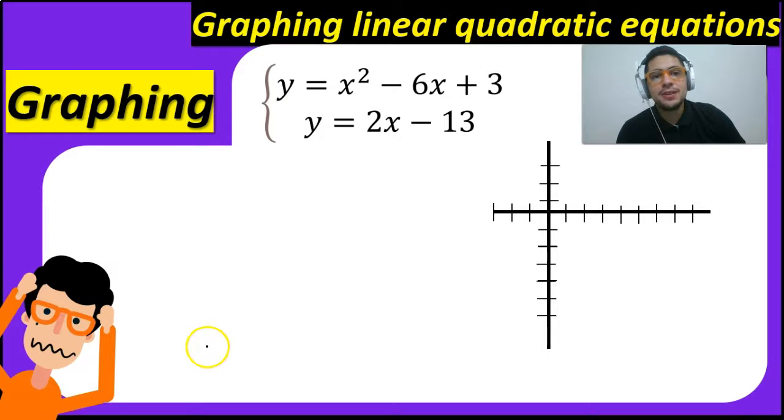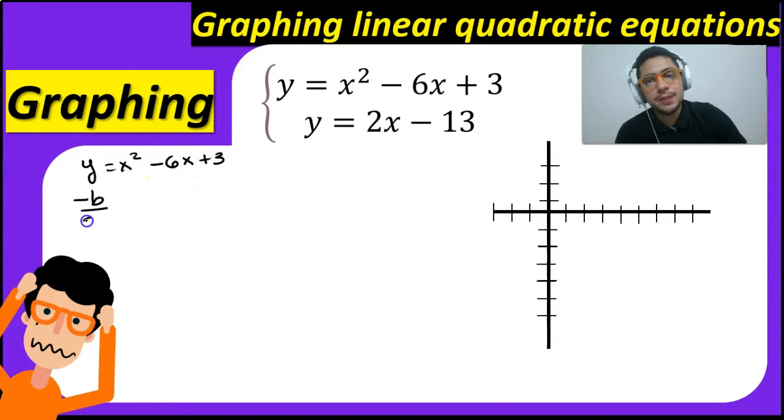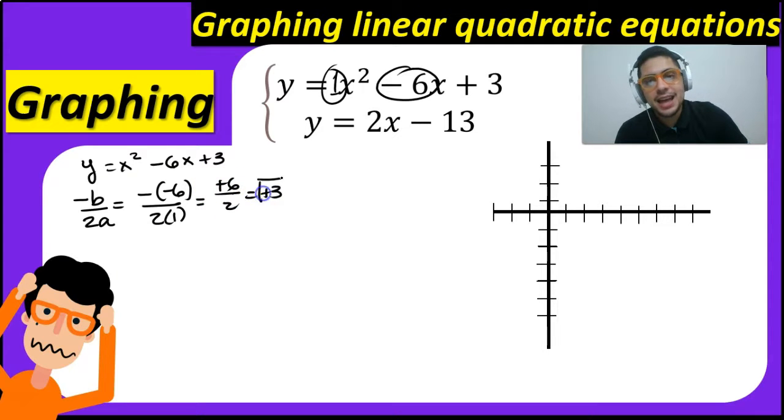The first equation we have is the quadratic equation, which is y is equal to x to the power of 2 minus 6x plus 3. And you have to remember that in order to find the vertex of the parabola, you have to follow the formula minus b divided by 2a. b is going to be the second term, and a is going to be the first term, right? So this is going to be minus 6 divided by 2 multiplied by 1, which is going to be plus 6 divided by 2, which is plus 3. And that is going to be the value of x of our vertex.